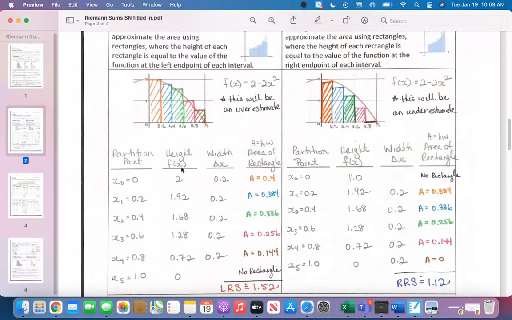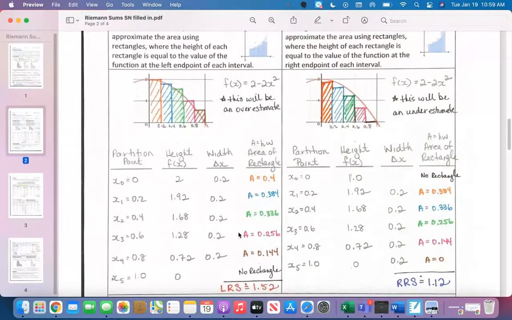And what I do is then I calculate the height of each rectangle at the given partition point. I know my widths are all 0.2, and then all I have to do to find the area of each rectangle is take my height times my width to get my area. So for example, when I have my endpoint at x equals 0, I know my height is 2, I know my width is 0.2, so the orange rectangle here has an area of 0.4. For my next rectangle, I know the height was 1.92. I know my width was 0.2, so the area is 0.384. So I did this for each one of those rectangles.